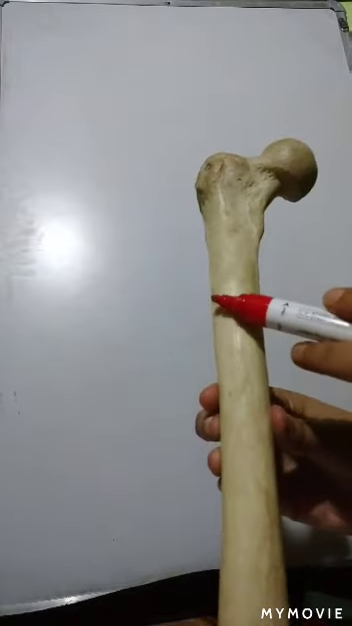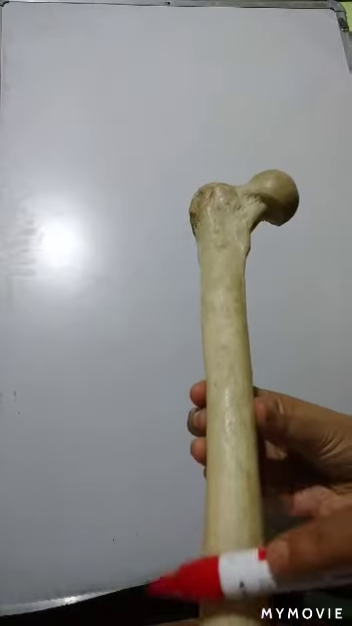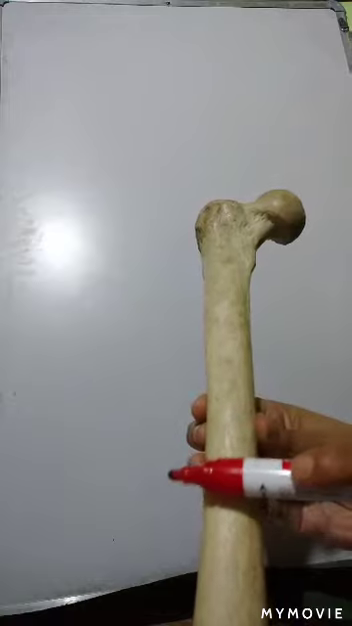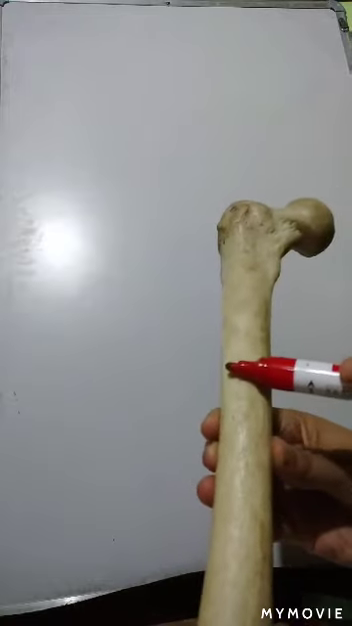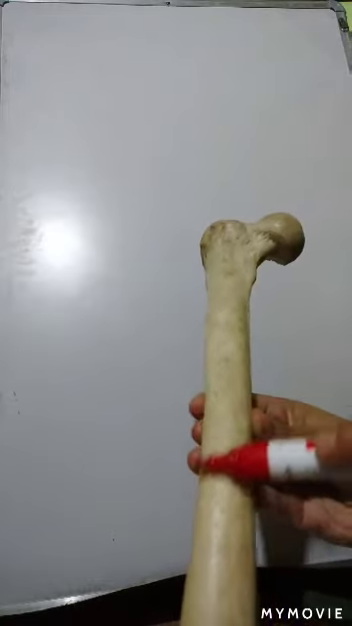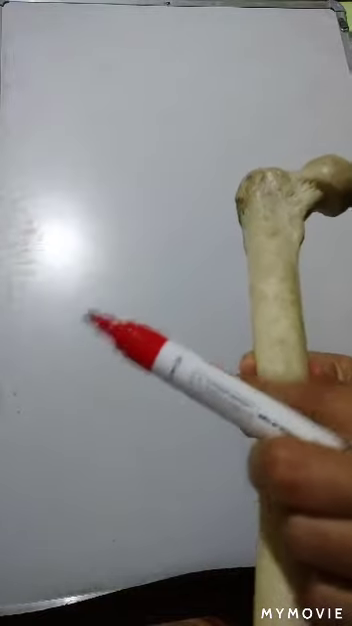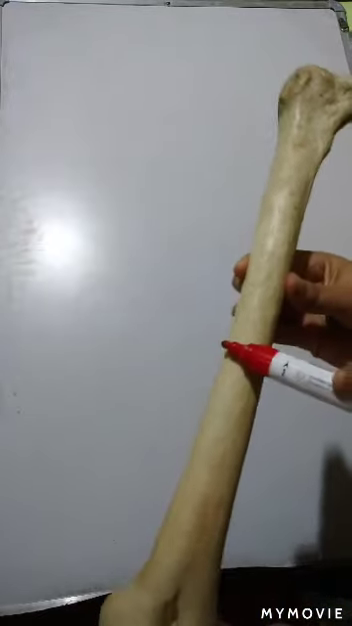Shaft. It is cylindrical in shape, convex forwards and narrowest in the middle. Here in the middle.